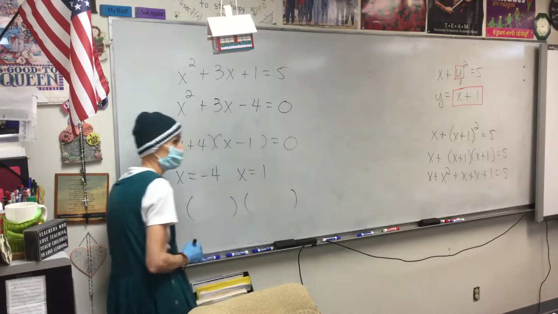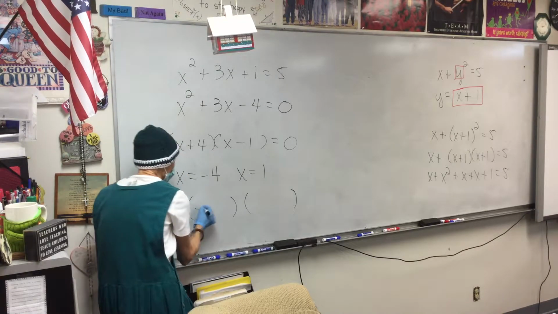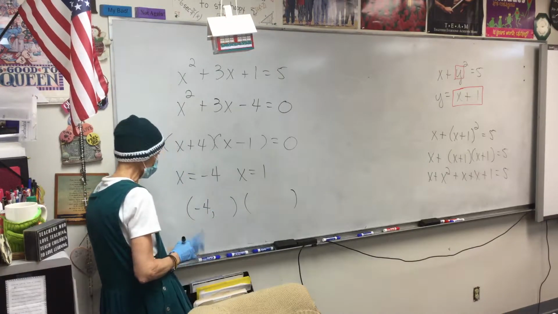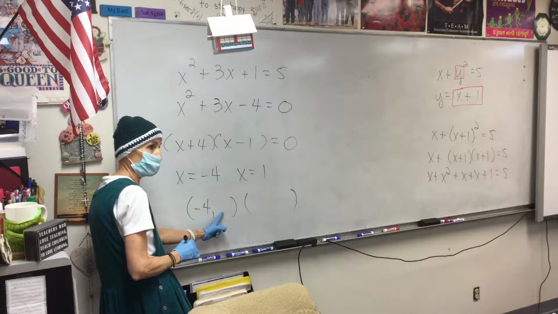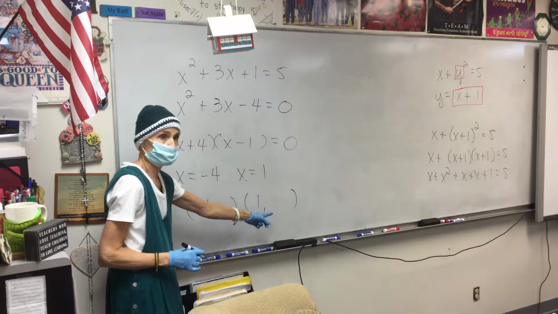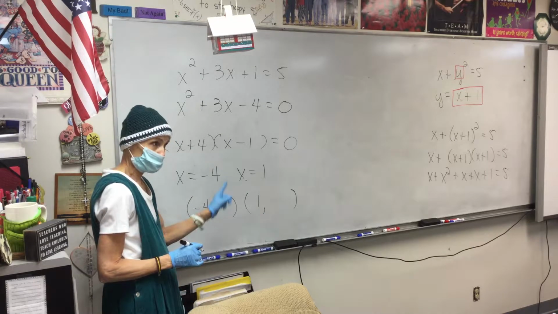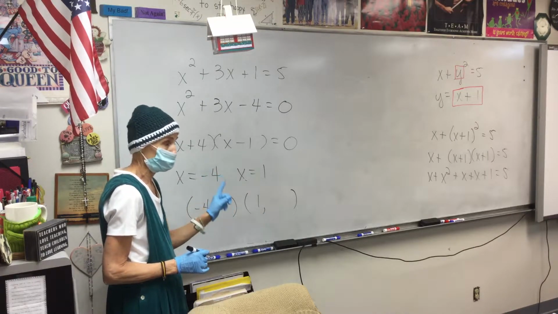Points. This time there's 2 of them. You have an x coordinate of negative 4. This is x, I don't know what y is. I have an x coordinate of 1, I don't know what y is. Everybody with me? We are not done.